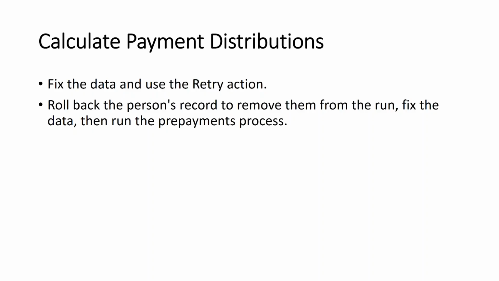Now the next one is calculate payment distribution. Now payment distribution is like after running the payroll, if you find any problem or any error in the payroll, you can roll back or remove them from the main run, or you can retry their data. Now retrying means you are not rolling back the payroll, but you have corrected the HR data and you are retrying the payroll action. If you do rollback, then it removes the payroll run completely.